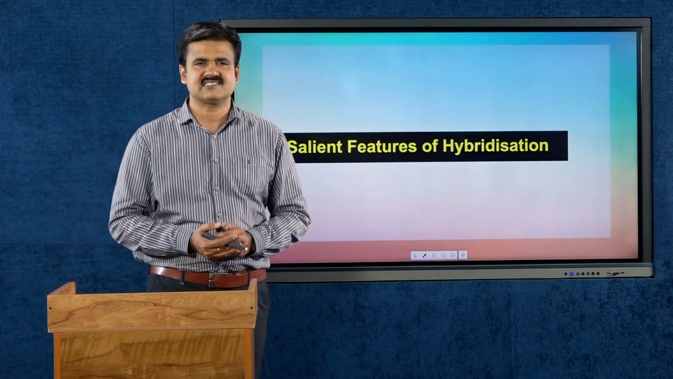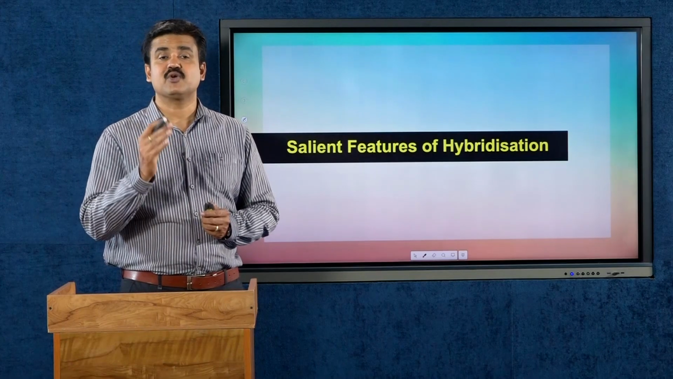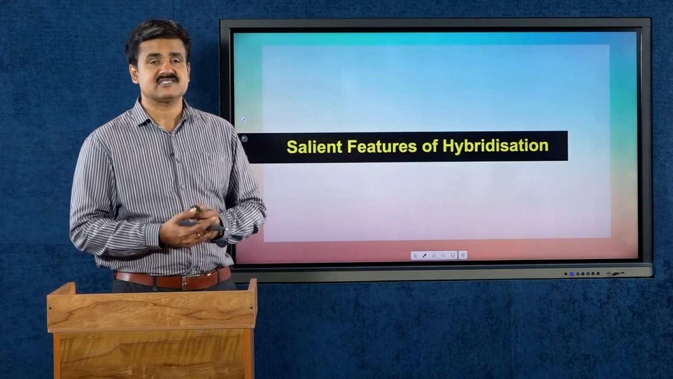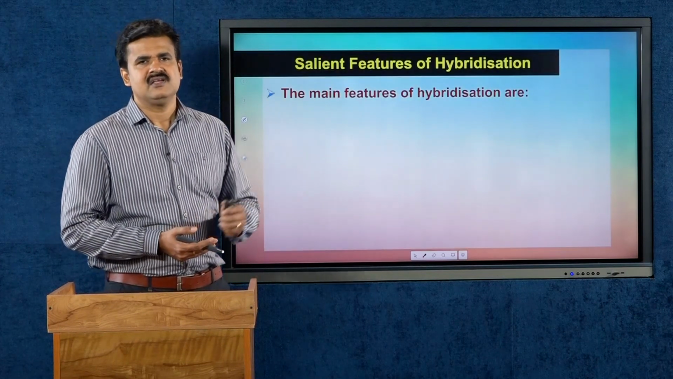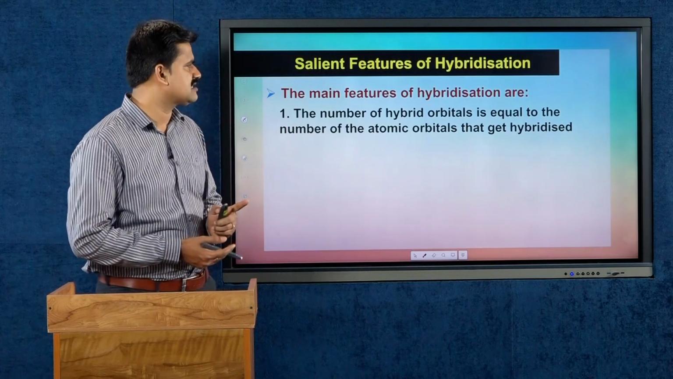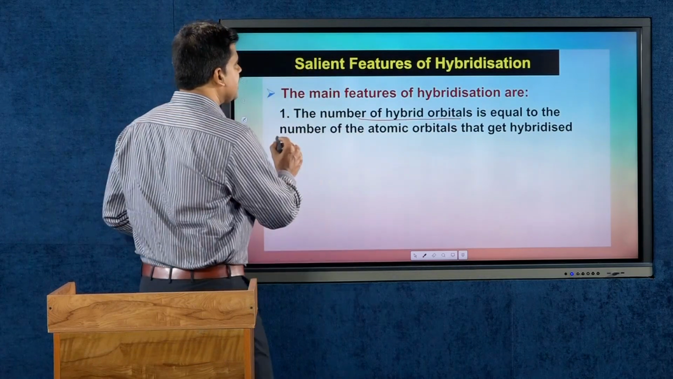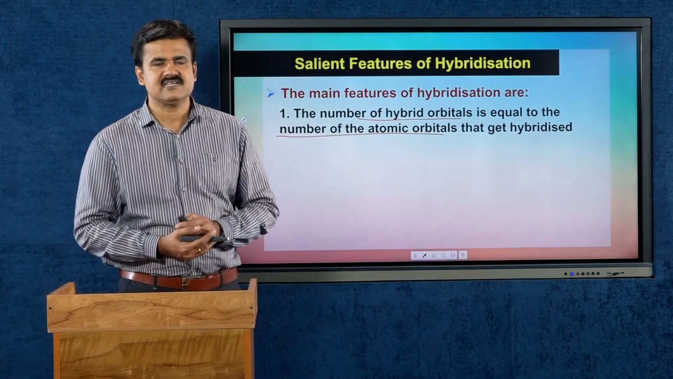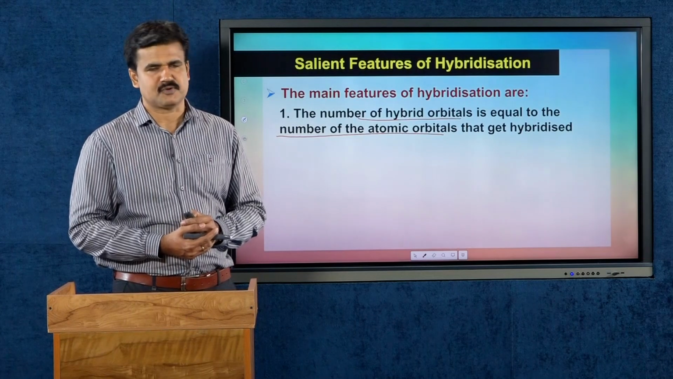Now we are discussing salient features of hybridization. Hybridization is an important hypothetical concept. Now we are entering into the very important salient features of the concept of hybridization. First of all, the number of hybrid orbitals is equal to the number of atomic orbitals that get hybridized. This simply means that the number of orbitals taking part in hybridization is equal to the number of hybrid orbitals produced.